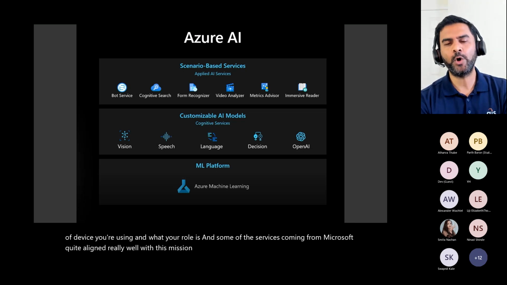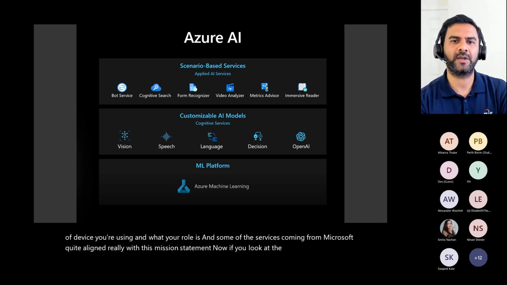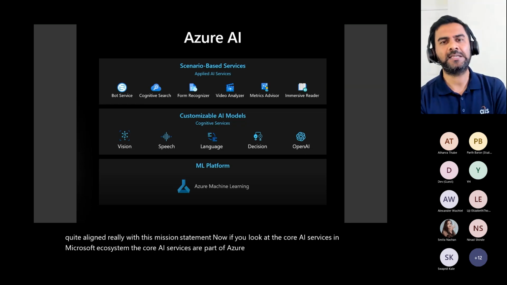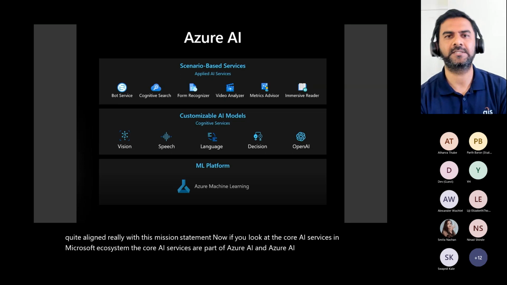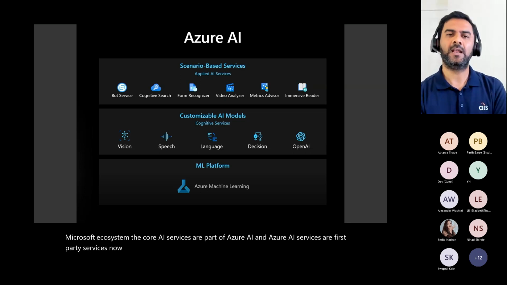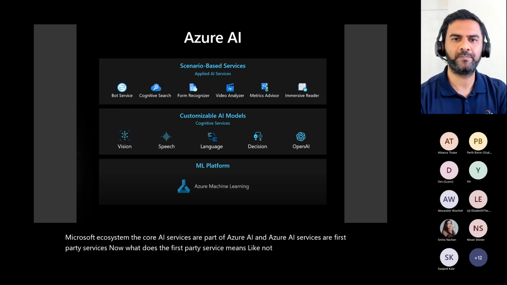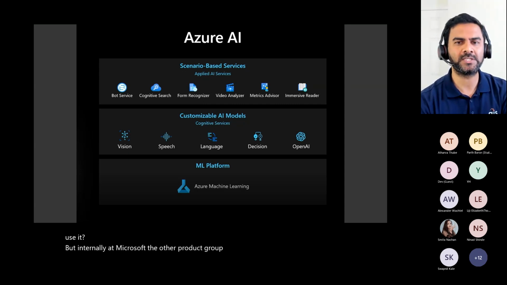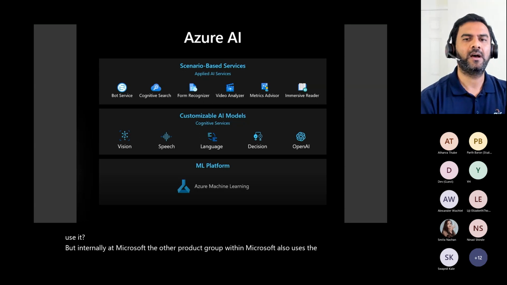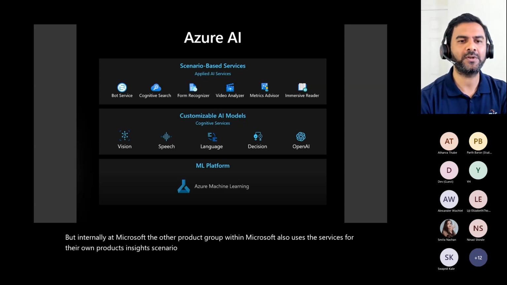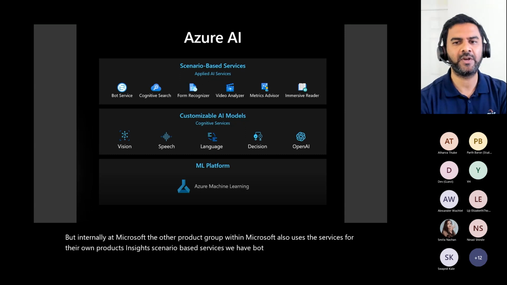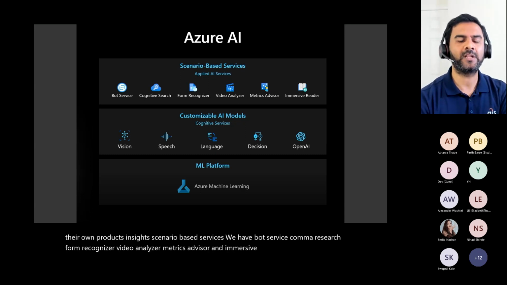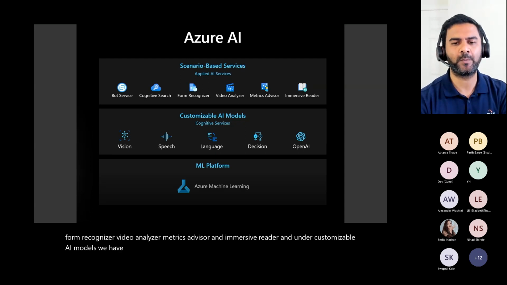Now, if you look at the core AI services in the Microsoft ecosystem, the core AI services are part of Azure AI, and Azure AI services are first party services. What does first party service mean? Not only can we as customers use it, but internally at Microsoft, the other product groups within Microsoft also use these services for their own products. Under scenario-based services, we have Bot Service, Cognitive Search, Form Recognizer, Video Analyzer, Metrics Advisor, and Immersive Reader. And under customizable AI models, we have Vision, Speech, Language, Decision, and OpenAI.